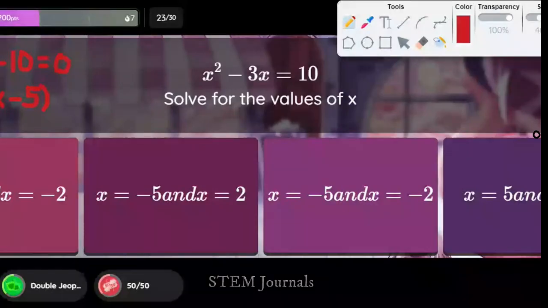And then transpose ito sa kabilang side. So, magbabago siya ng sign. So, your x is negative 2. And then sa kabilang side naman, so x minus 5 equal to 0. So your x here is positive 5.